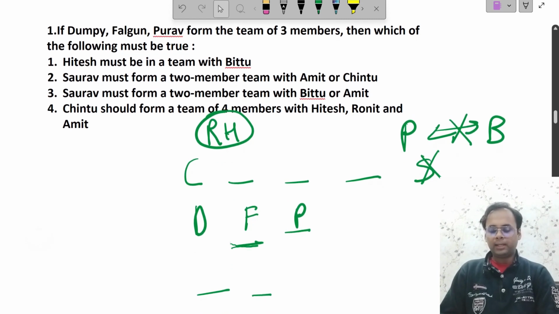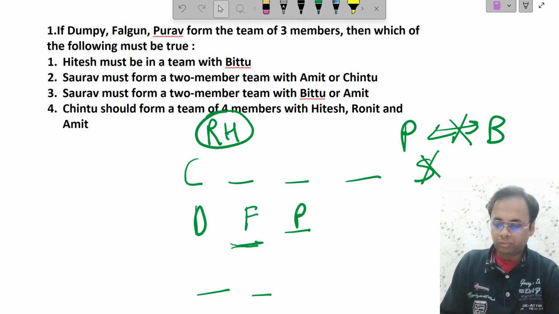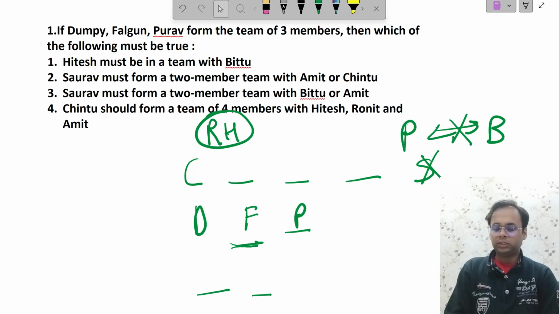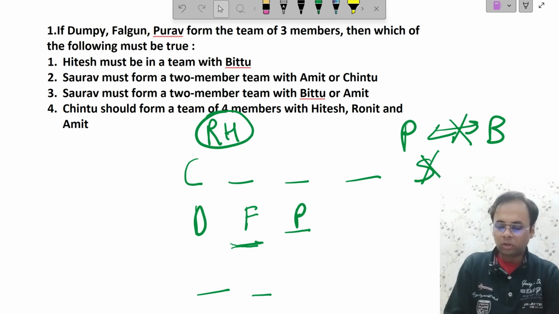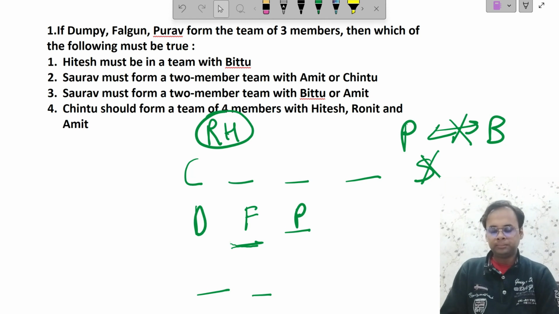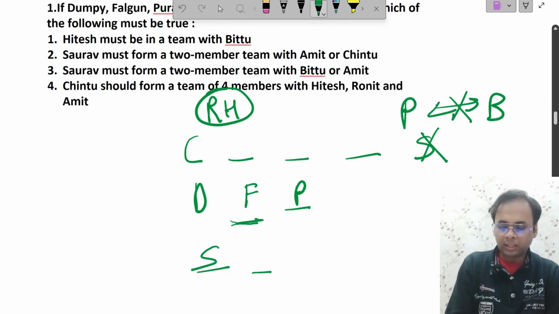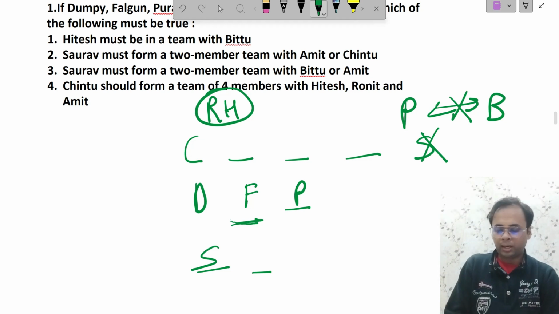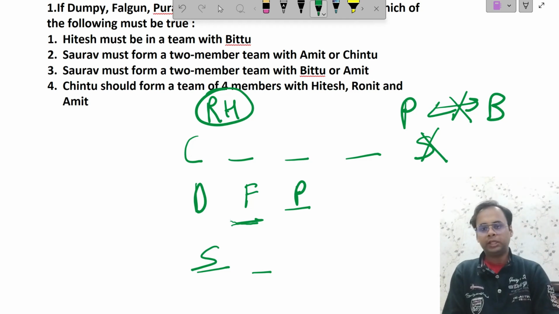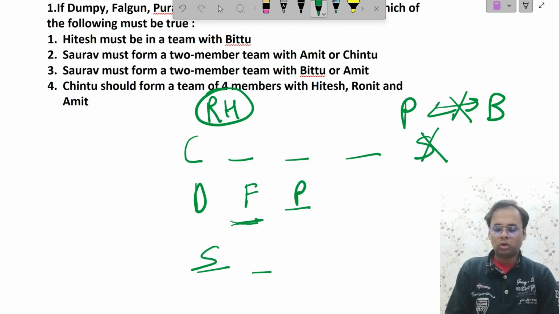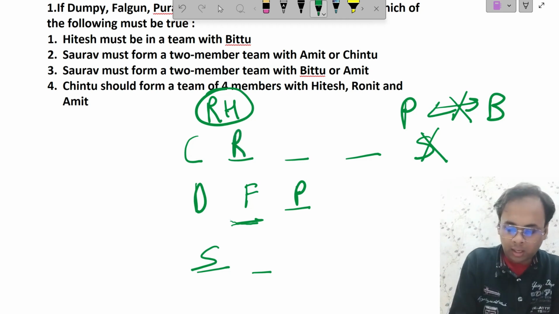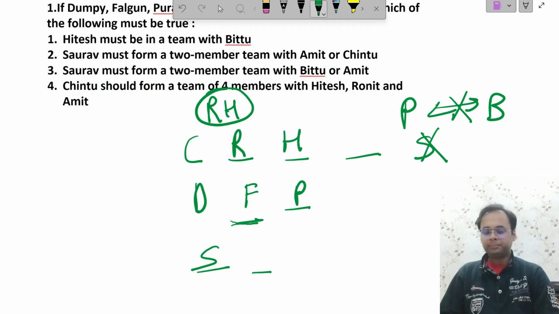So first of all, try to analyze what actually happens when F and P comes along with D. We are already given that P and B cannot be in the same team. S cannot come in the four-member team with C. So S must be placed over here, and we are given that R and H must be placed together. So R and H obviously cannot come in the third team, which is the two-member team, because S has already occupied one place here. Okay, so R and H must come up here.